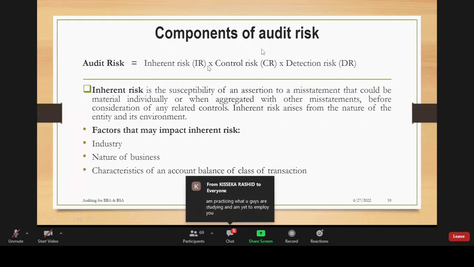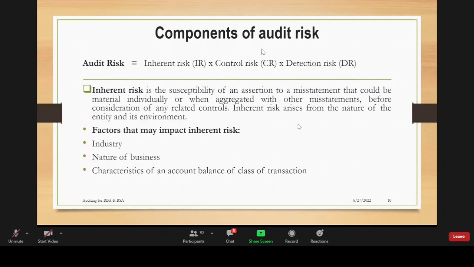The characteristics of the account balances, like I said, cash at bank is more risky compared to a non-current asset like furniture and fittings. I think there's a debate here. Okay.